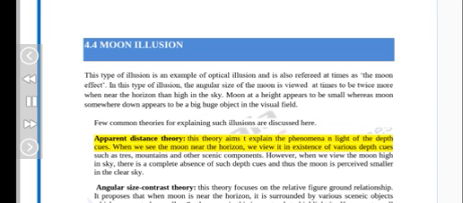Apparent distance theory. This theory aims to explain the phenomenon in light of depth cues. When we see the moon near the horizon, we view it in the presence of various depth cues such as trees, mountains and other scenic components. However, when we view the moon high in the sky, there is a complete absence of such depth cues and thus the moon is perceived as smaller in the clear sky.